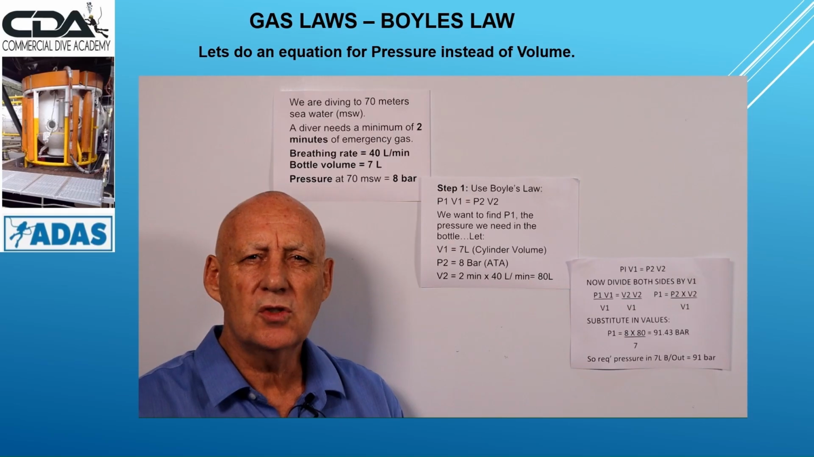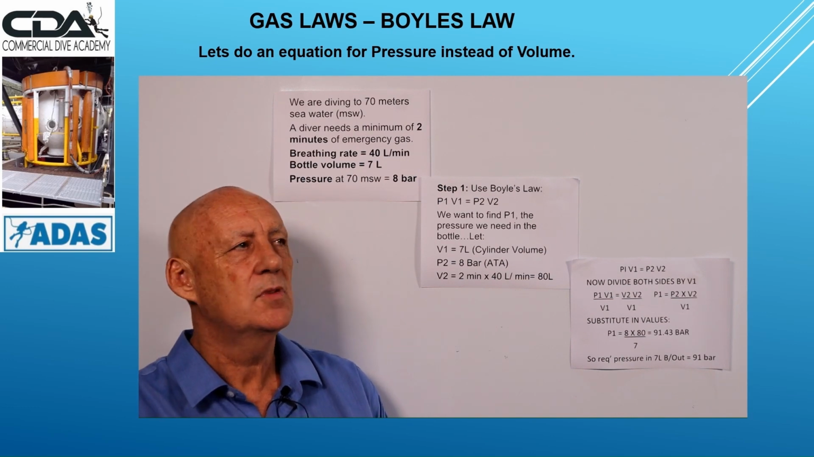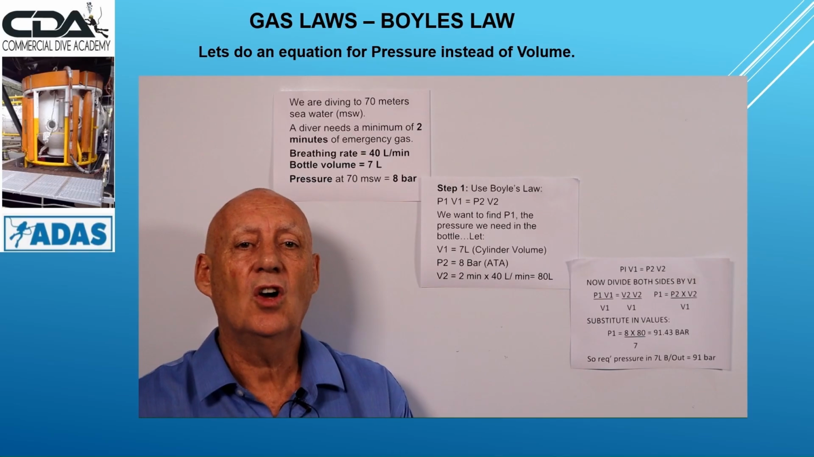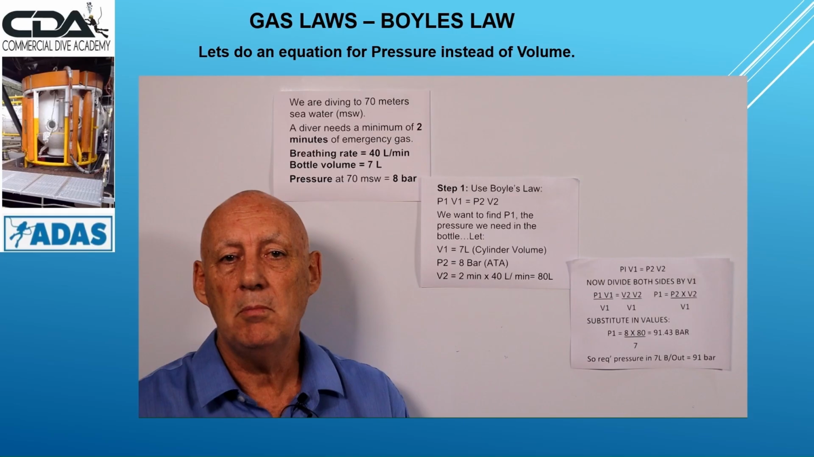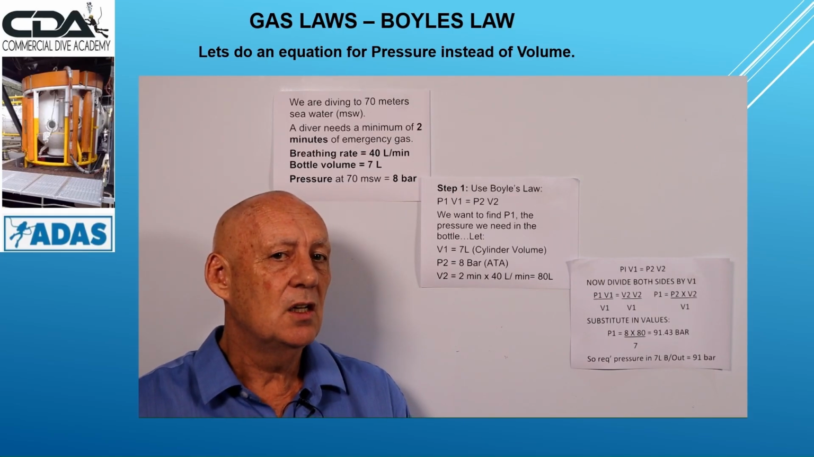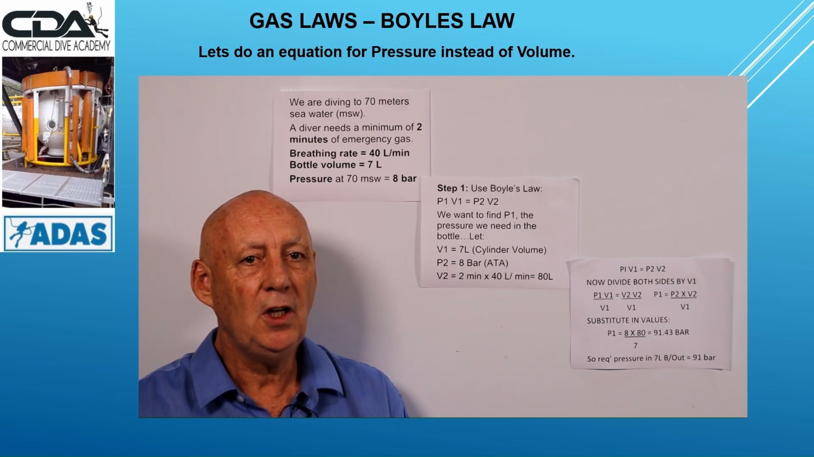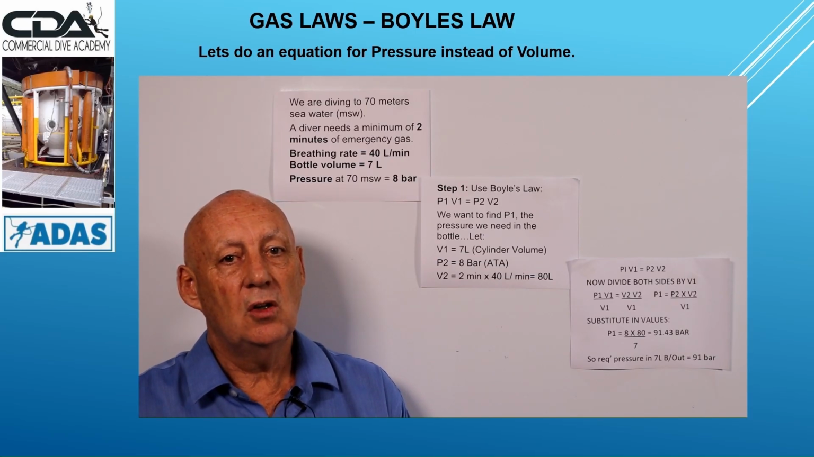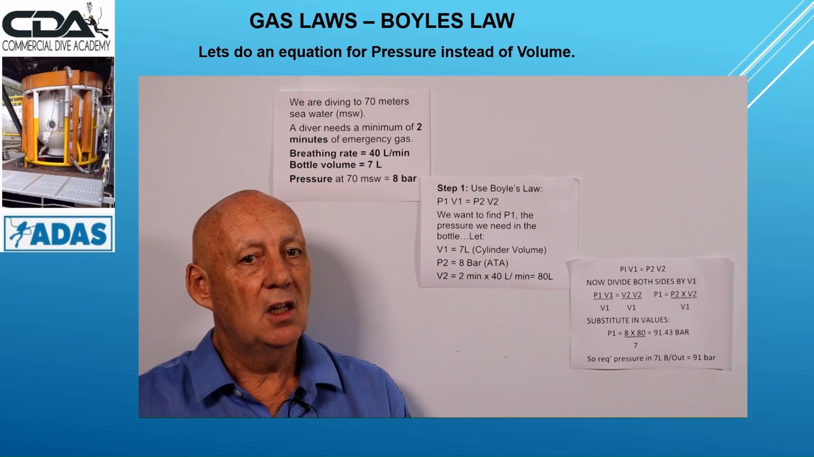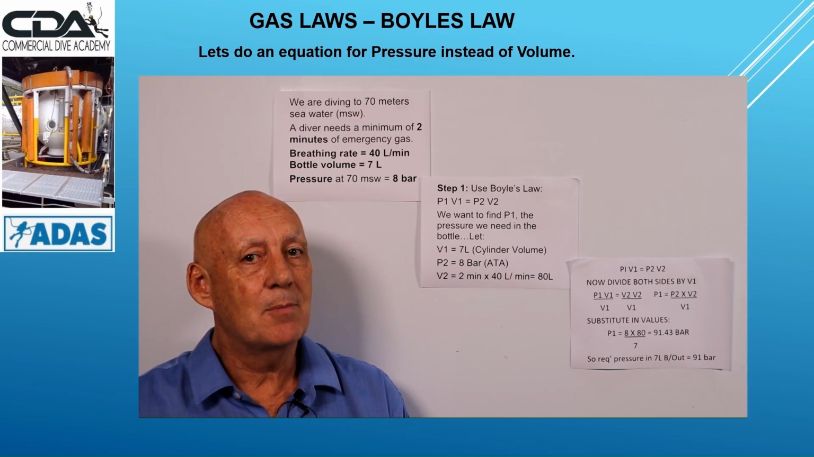Okay, we're going to use a Boyle's Law example here, and we're going to be solving for initial pressure. Looking up here, we're diving to 70 metres of seawater. The diver needs a minimum of 2 minutes of emergency gas. So he has a breathing rate of 40 litres a minute. Normally it's 35, but in an emergency it's 40. We've got a bottom volume of 7 litres. So the ambient pressure at 70 metres is 8 bar, or 8 atmospheres absolute.